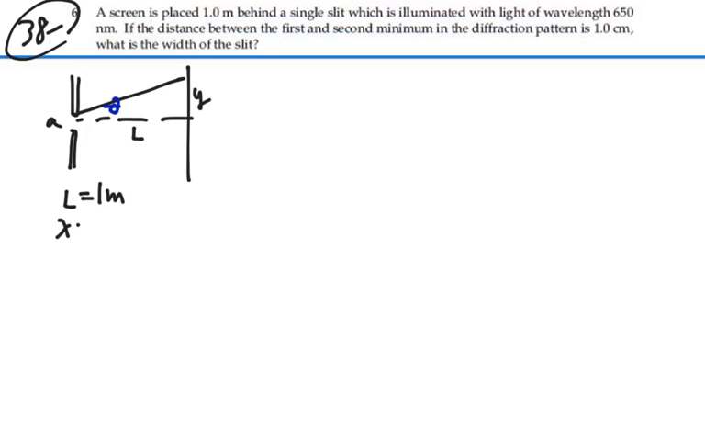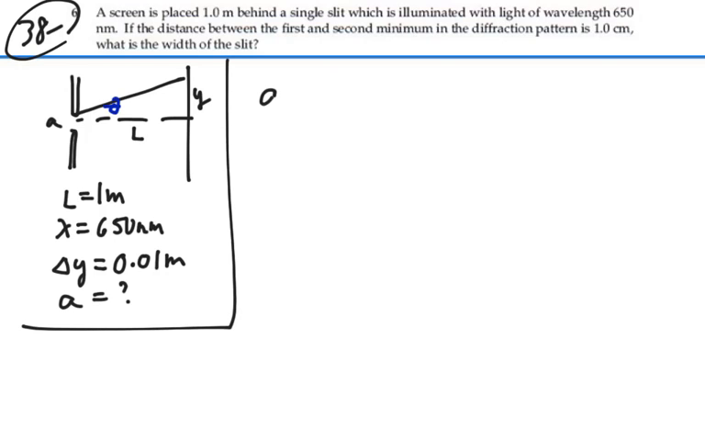Our wavelength is 650 nanometers. And we're told that the difference between the first and second minimum is 1 centimeter. So the change in y between m equal 1 and m equal 2 is 1 centimeter, or 0.01 meters. And we want to find the width of the slit, a.